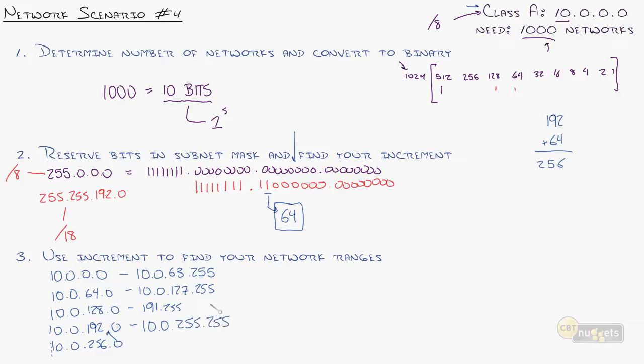255.255. I should erase this and write the whole thing so it looks nice and consistent. So this goes through 10.0.191.255, right? So going with this goes 255.255 right there. What that tells you is you've reached the end. Now, wait a second. The end? What do you mean? We were after 1,000 networks and we only got 4, right? How do we get 1,000 networks when we're at the end right there?